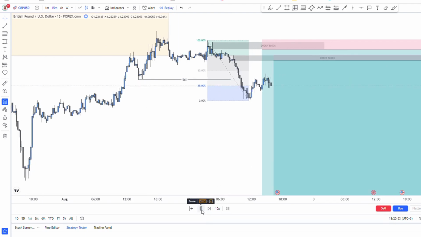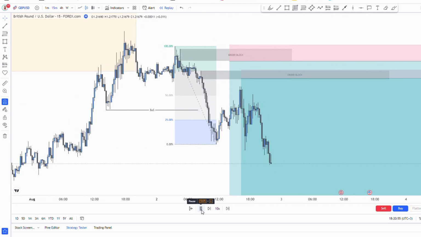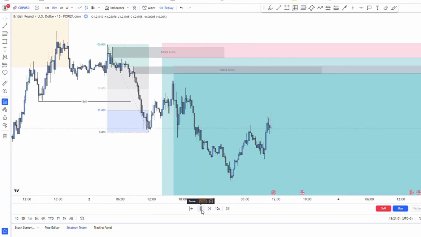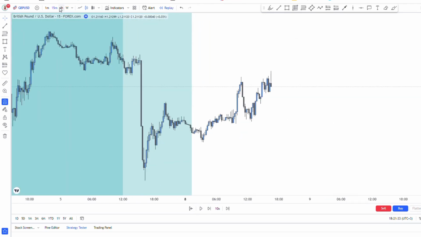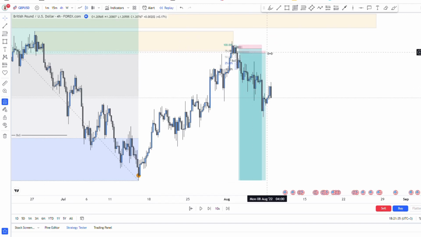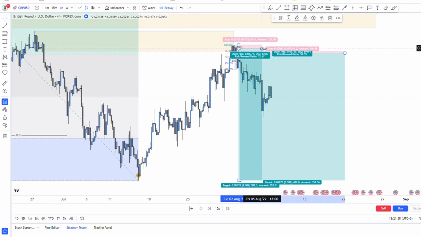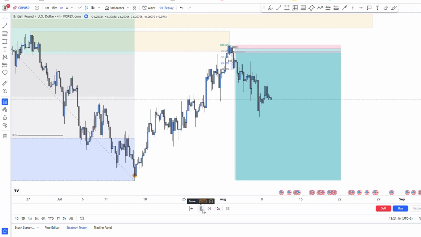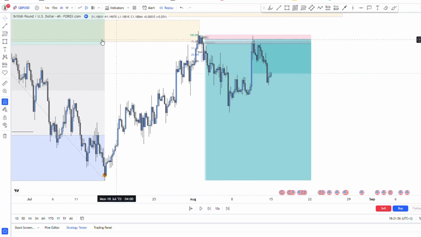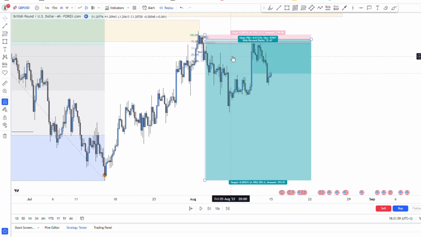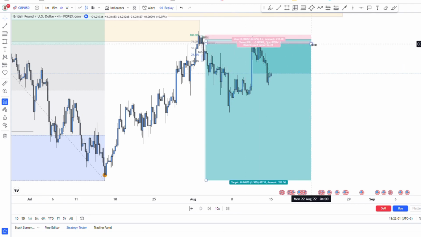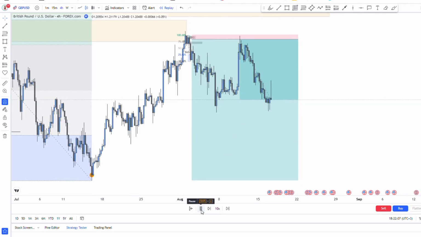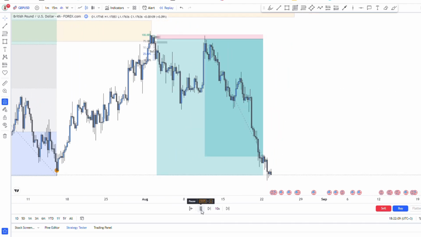So if we play the market, we'll go to 4 hours so that we can see clearly how our orders are going to be filled. You can see that price has reacted to the zone above and not the one that is below. And then we have a sell-off all the way to take profit.